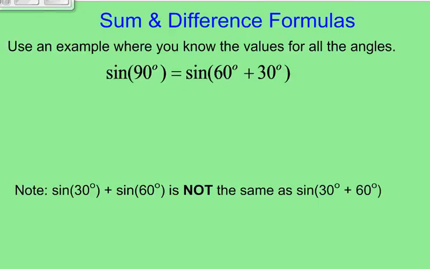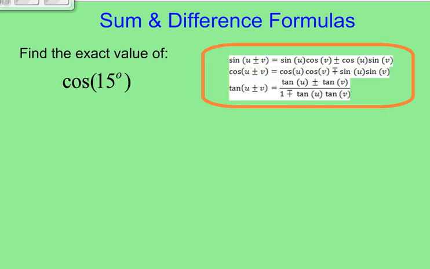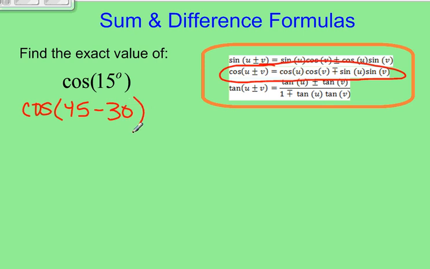So let's look at our first example. We've got cosine of 15. Okay, so we're going to use our cosine formula. And we're going to find two unit circle values that add or subtract to give that value of 15. So the two unit circle values that add up to that are going to be 45 minus 30. You could have also done 60 minus 45, right? There are multiple values that would give you 15, but I just chose these.